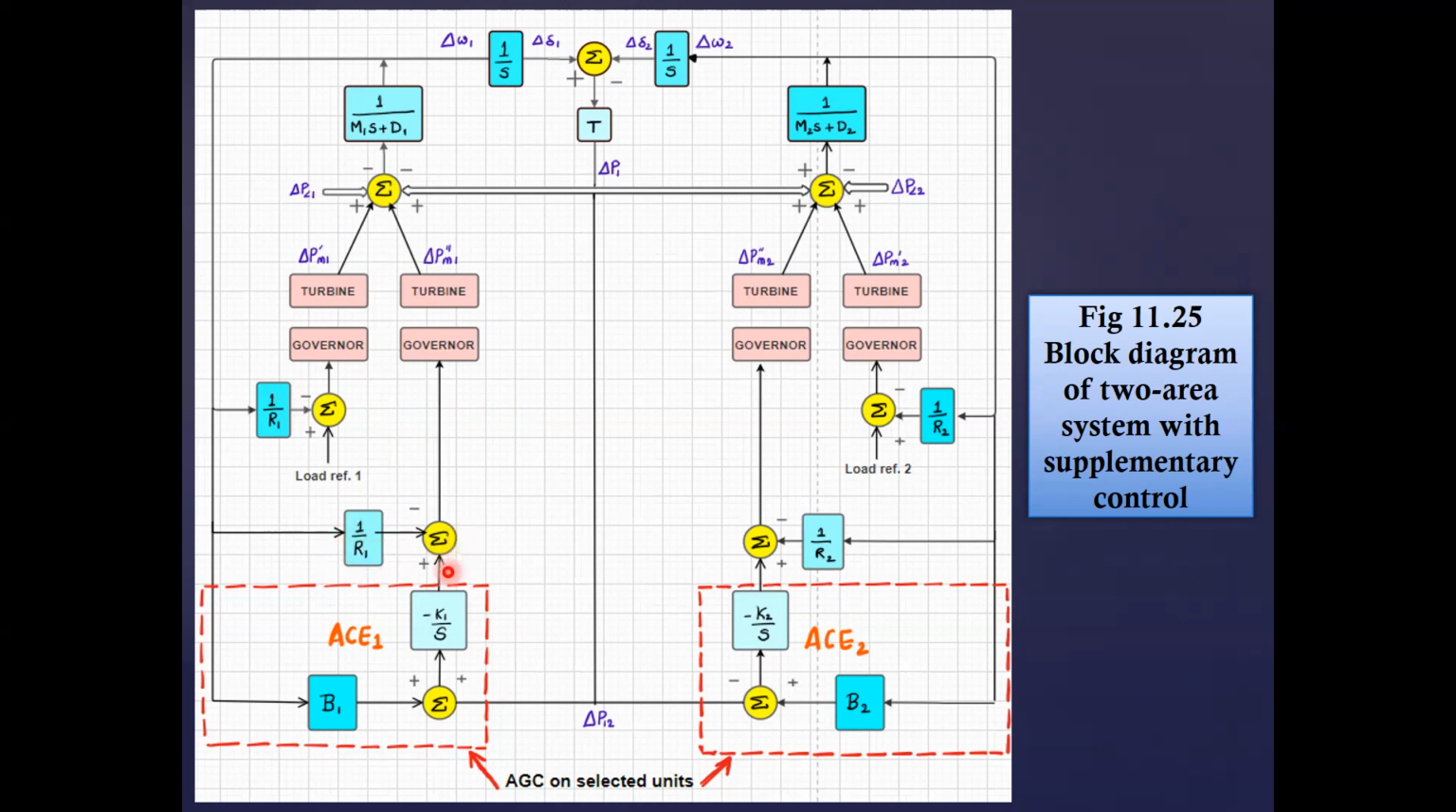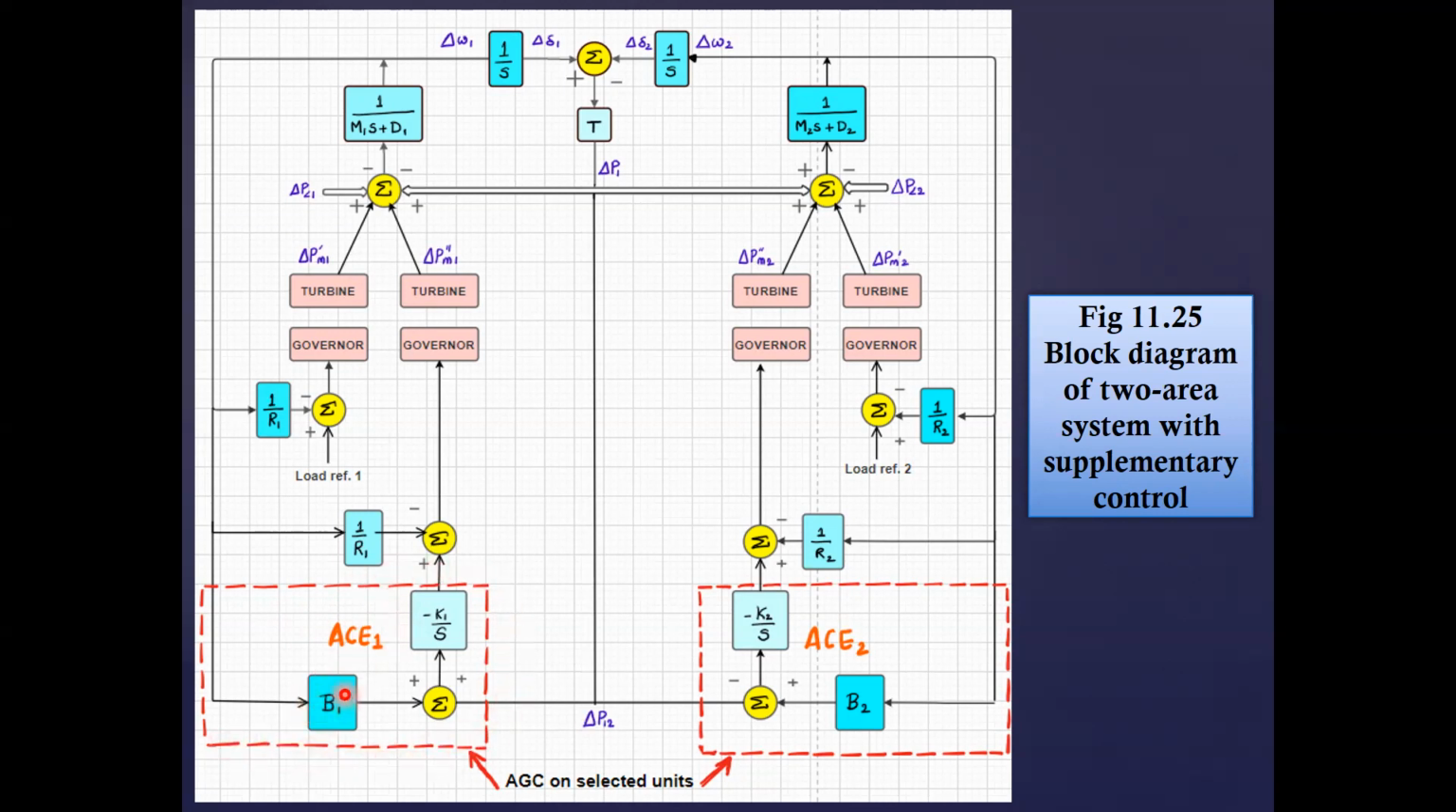And here you can see that area control error is applied on one of the generating sets. This area control error, you don't have it on this turbine generating set, right? So the modification, you have it only on the selected generating set here.